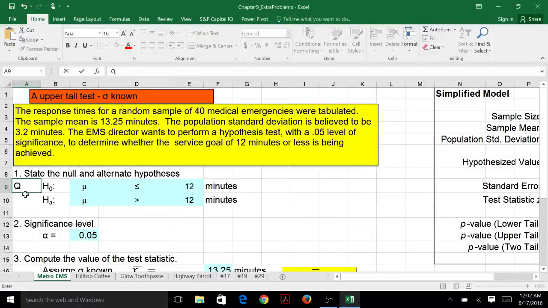Okay, let's do a couple problems. For hypothesis testing, here's a couple to start off with. We'll call them sigma known problems, and here's why.